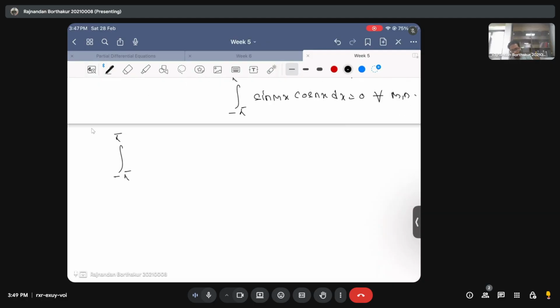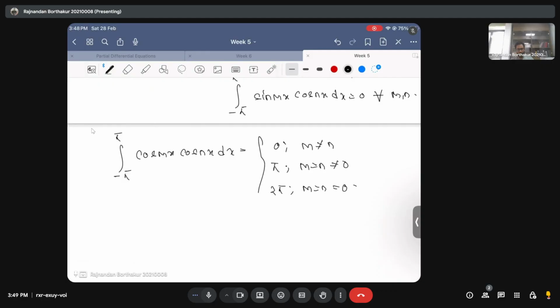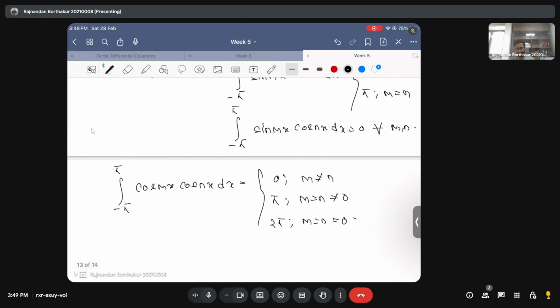So the last orthogonality relation is the integral of cos mx cos nx dx. This integral is going to give you 0 for m not equal to n. It is going to give you pi for m equal to n not equal to 0, and twice pi for m equal to n equal to 0. You can do the integration and check these results for yourself.